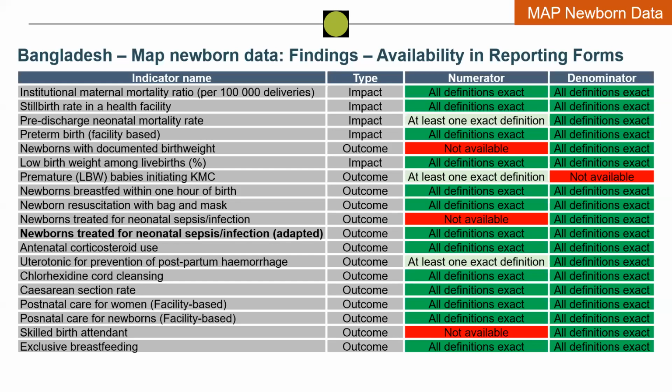For most of the ENAP indicators, numerator exists in the reporting forms except newborn with documented birth weight and newborn treated for sepsis infection. Newborn treated for sepsis infection indicator was adapted for Bangladesh context, and both the numerator and denominator exist in the reporting forms for the outpatient department. The only denominator which is not available is for KMC initiation for premature babies.